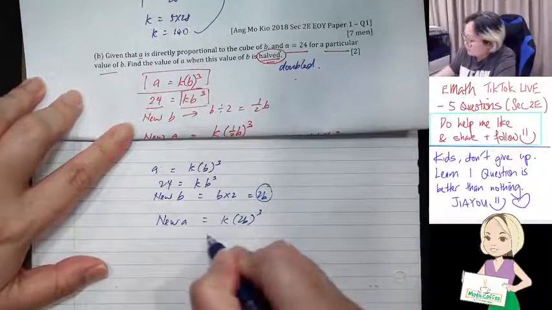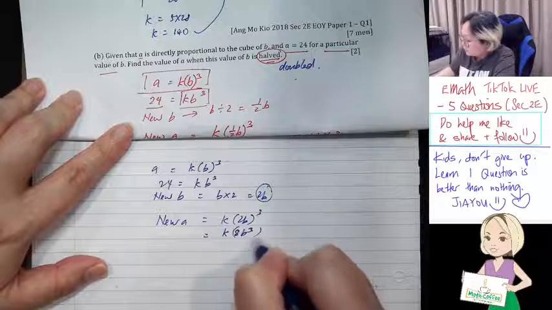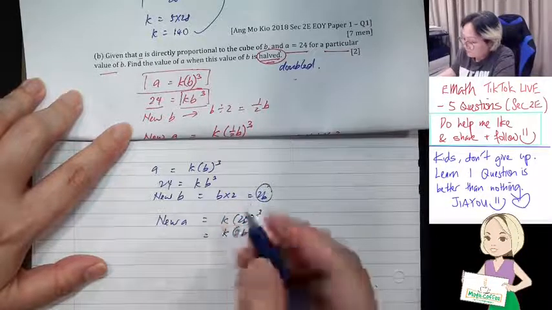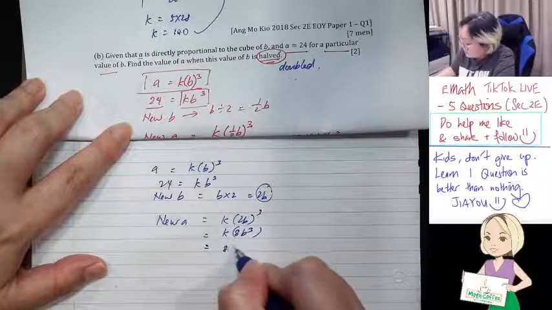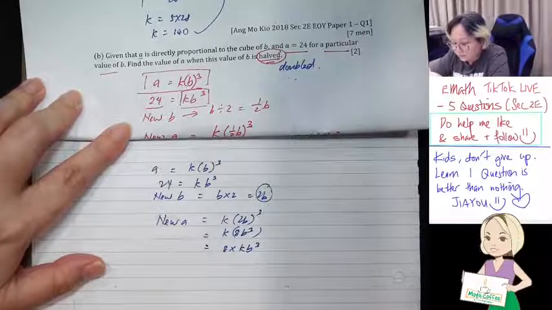Okay. So then after that, 2 to the power of 3 is 8. So it becomes K8B cubed. Again, I shift it, so it becomes 8 times KB cubed.